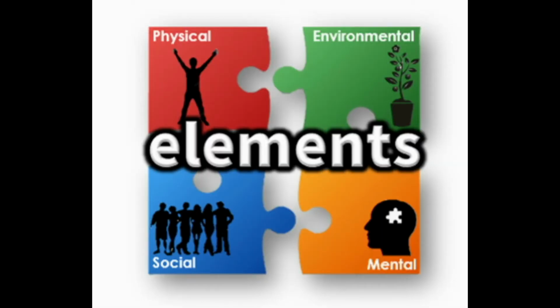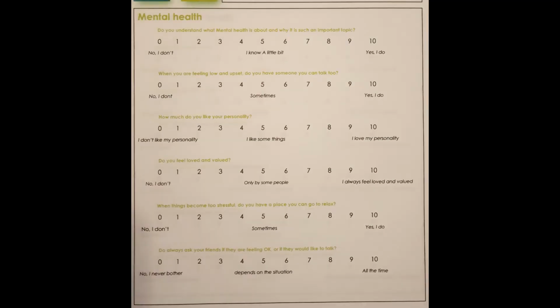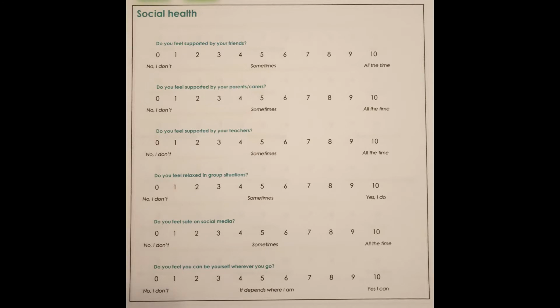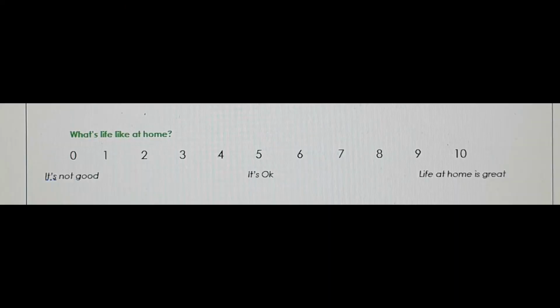So what you should have is 4 pieces of paper, and each paper has an element: physical, environmental, mental and social. And what I'd like you to do is circle the number that you feel is most relevant to you, but you have to be honest, okay? 0 might mean that things aren't very good, 5 might mean that things are okay, and 10 might mean everything's fine. It's not perfect, but it's fine. There's no issues in that area.